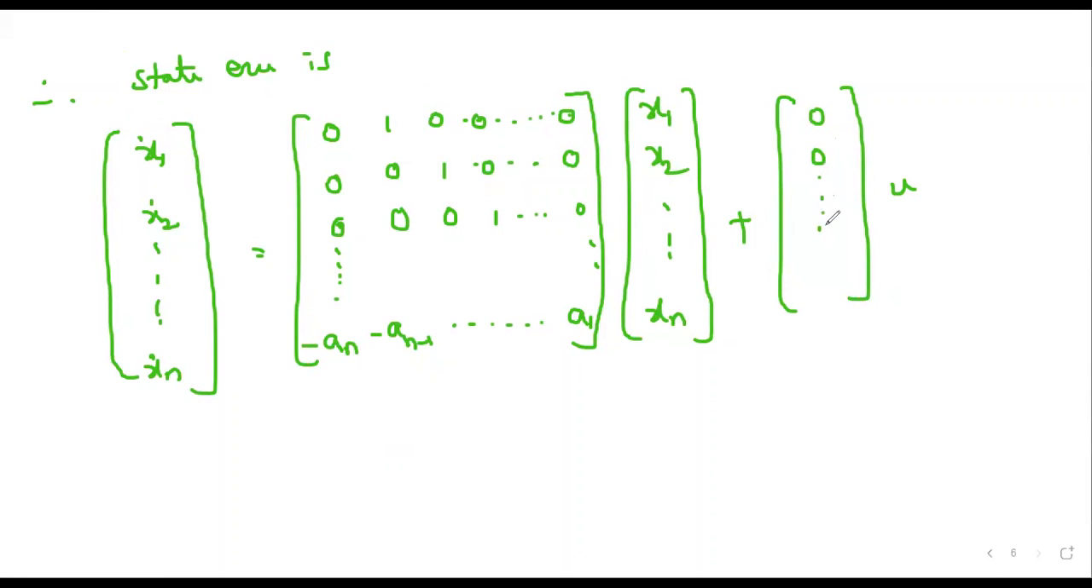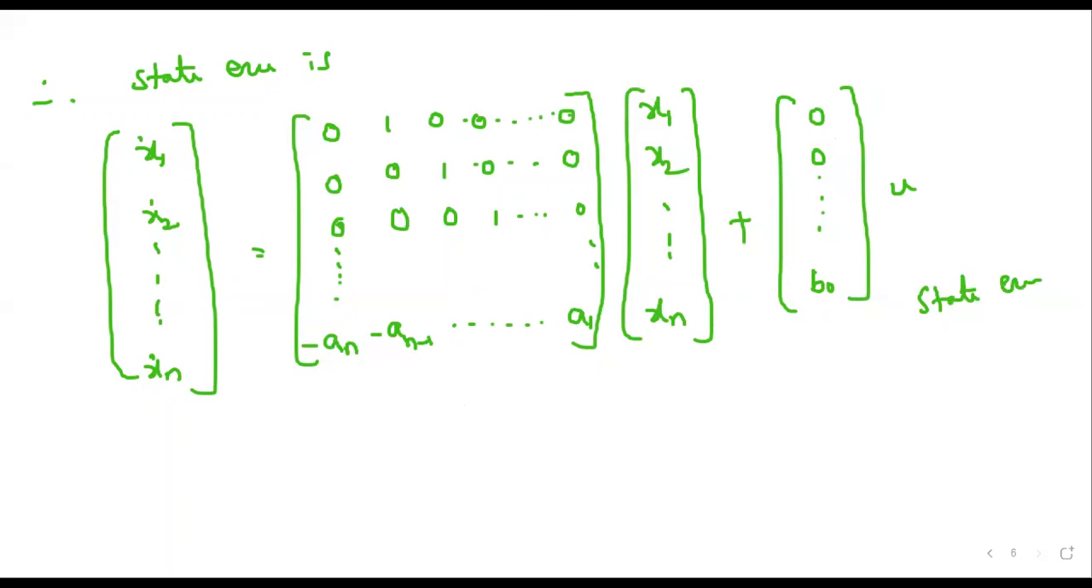Zero, correct? Yes, sir. All zeros. B, last B naught. So this totally is called the state equation.